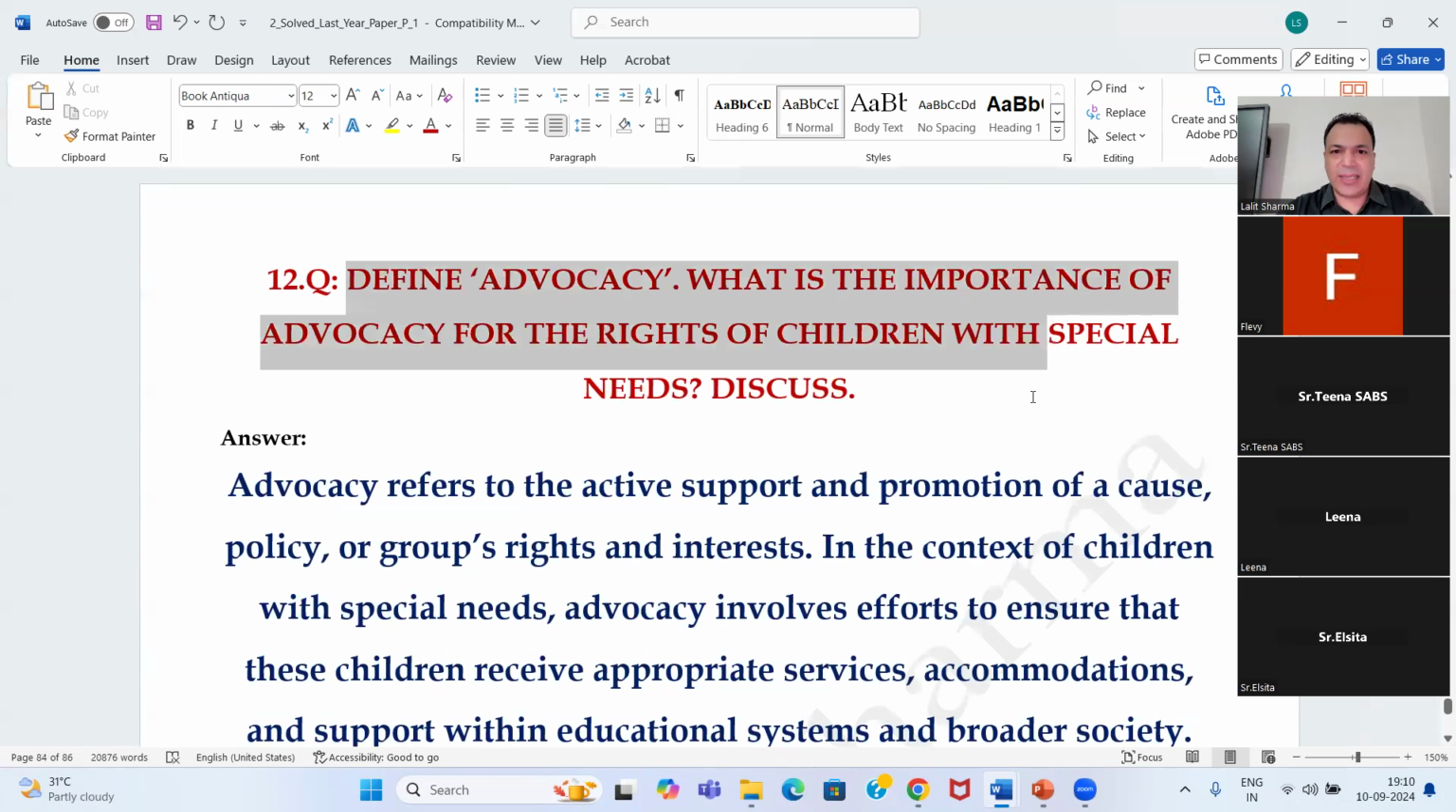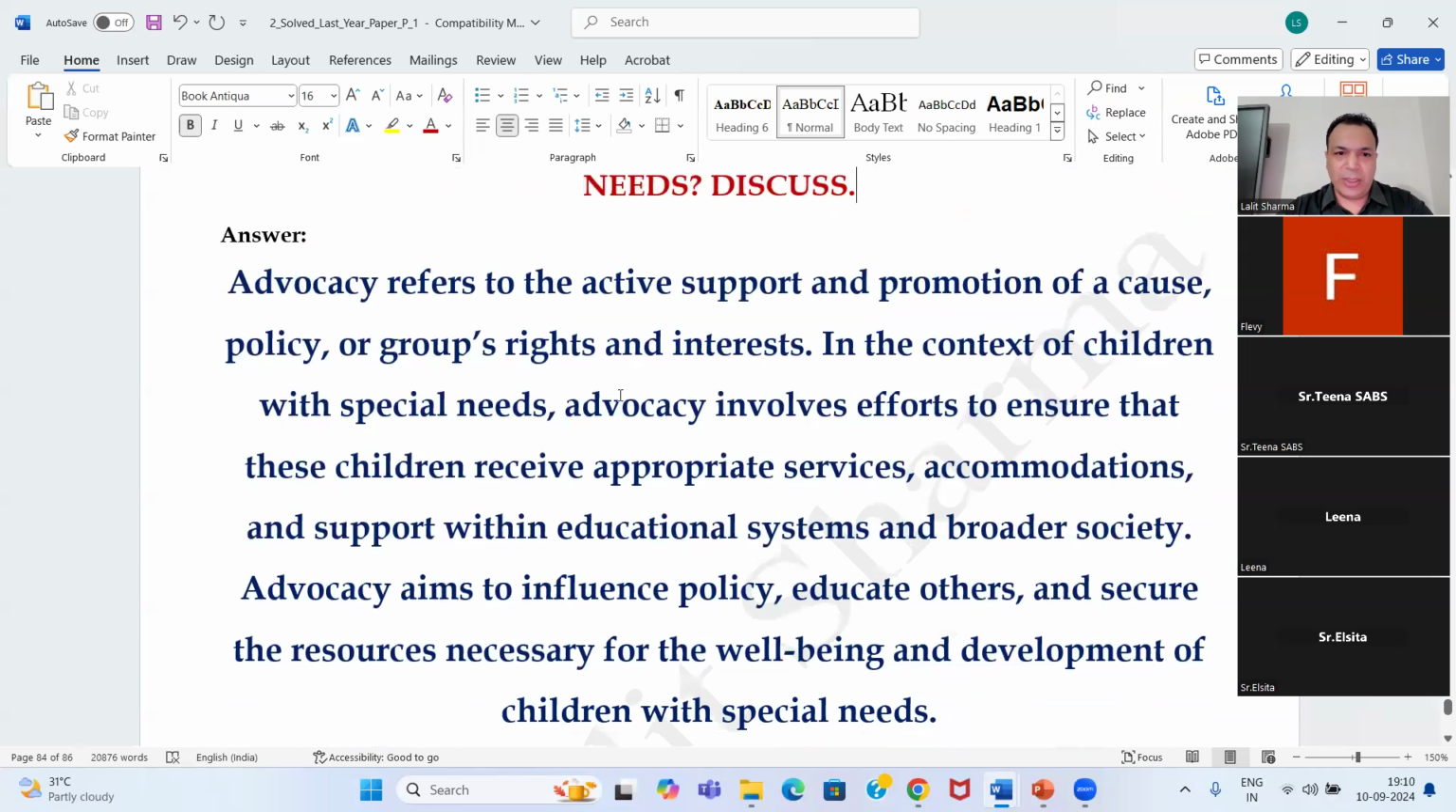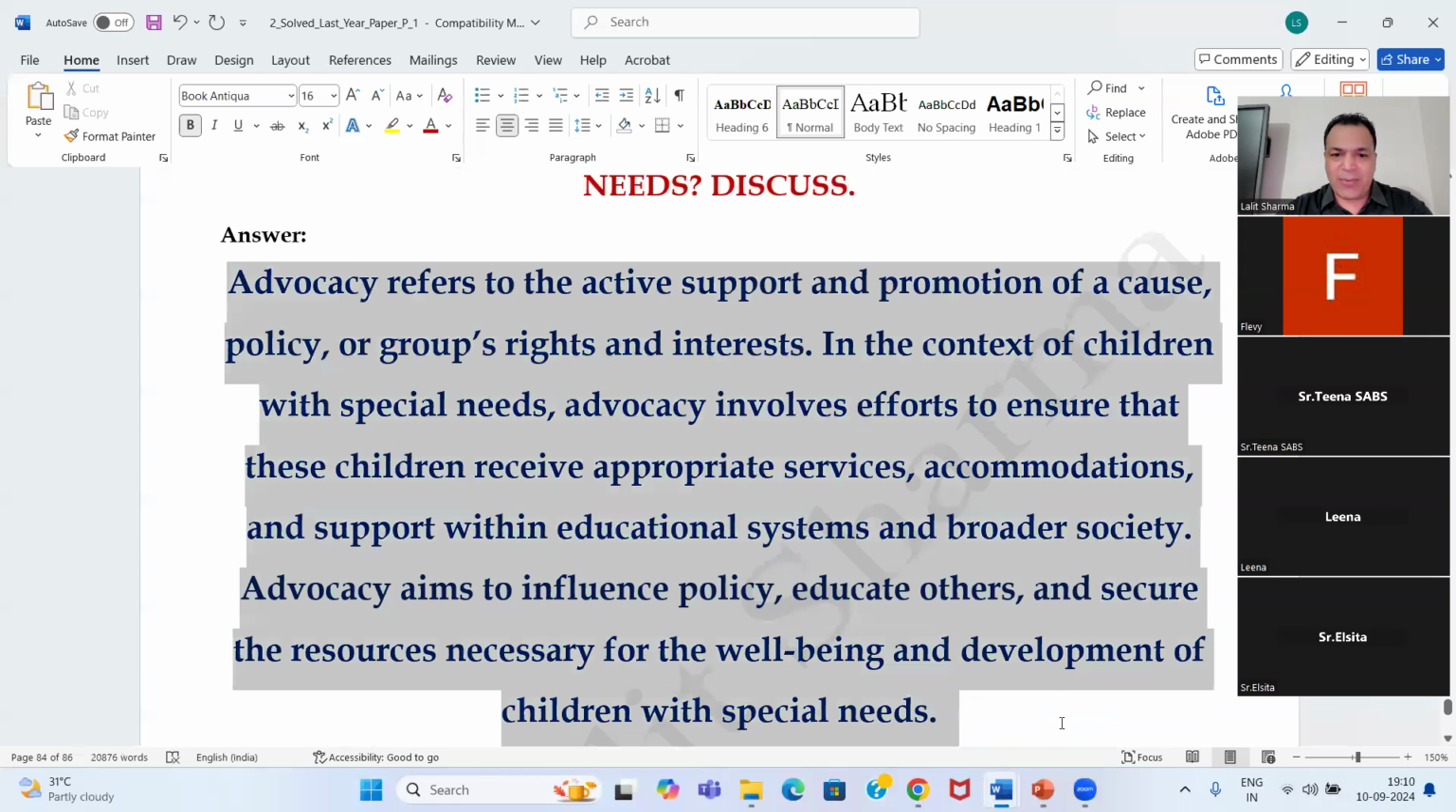The last questions are: define advocacy. What is the importance of advocacy for the rights of children with special needs? Look, advocacy refers to the active support and promotion of a cause, policy or a group's rights and interests. In the context of special needs, advocacy involves efforts to ensure that these children receive appropriate services, accommodation and support within the educational system and broader society. An advocate, who is the advocate? His profession is advocacy. He is an advocate in a particular field. He is specialized in that field and provides the advocacy.